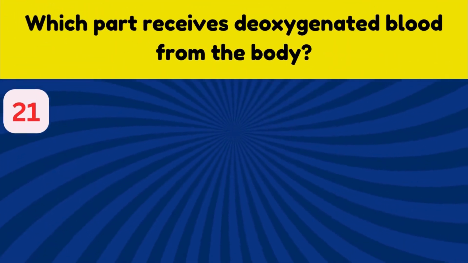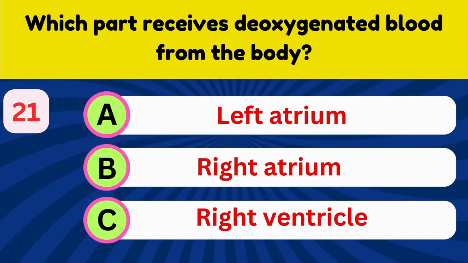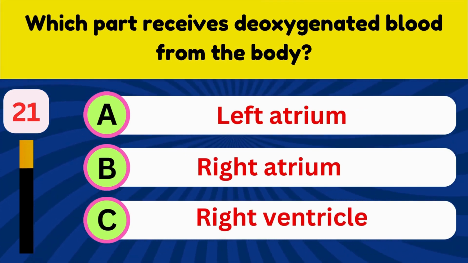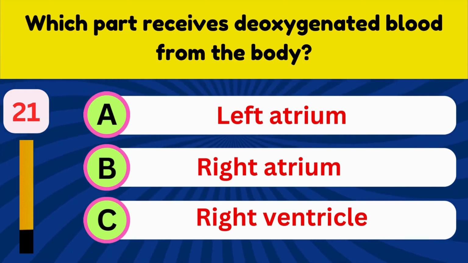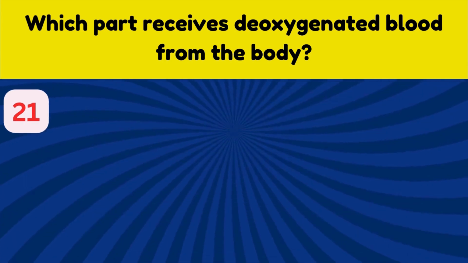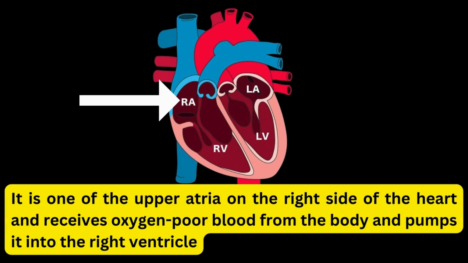Which part receives deoxygenated blood from the body? Right atrium. It is one of the upper atria on the right side of the heart and receives oxygen-poor blood from the body and pumps it into the right ventricle.